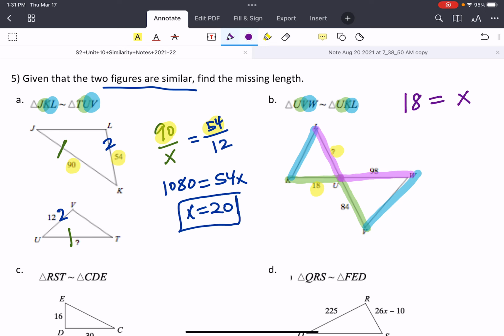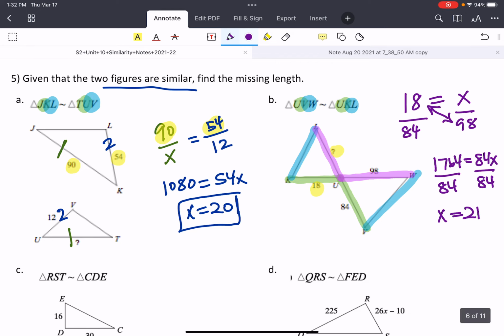So I'm going to do 18 on top and X on top. And 18 is green and it matches with 84. And 98 is purple and he matches with X. So we're going to do this and then go ahead and cross multiply that. So we get 18 times 98. So we get 1764 is equal to 84x. And then when I divide those by 84, I get x equals 21.